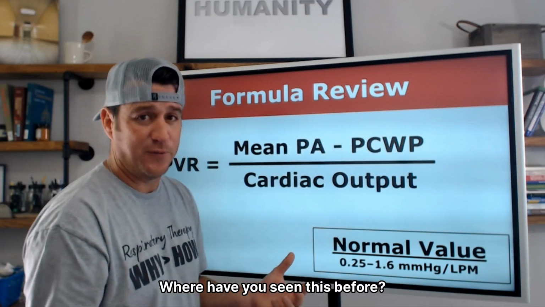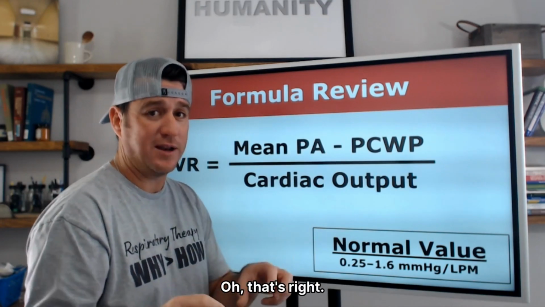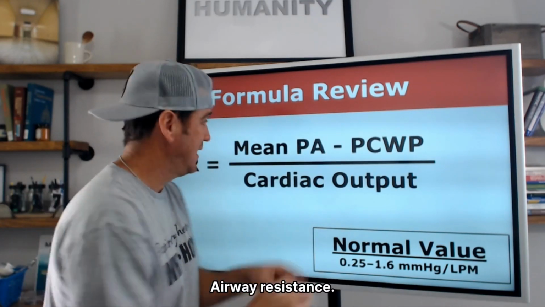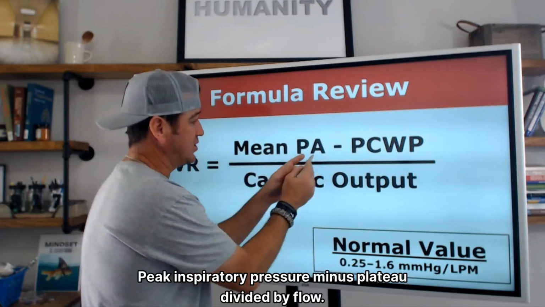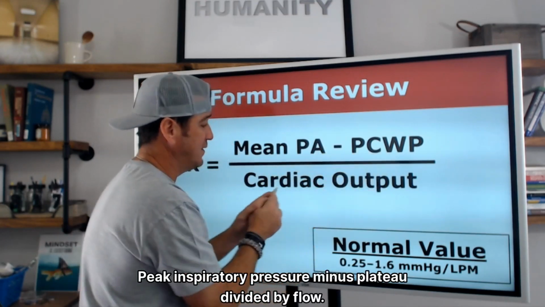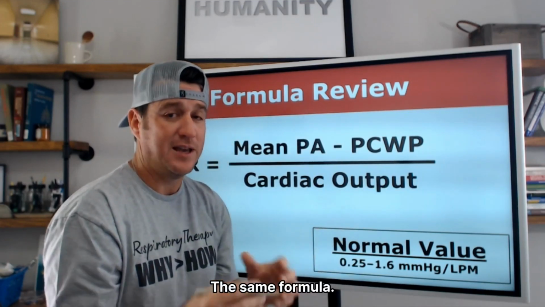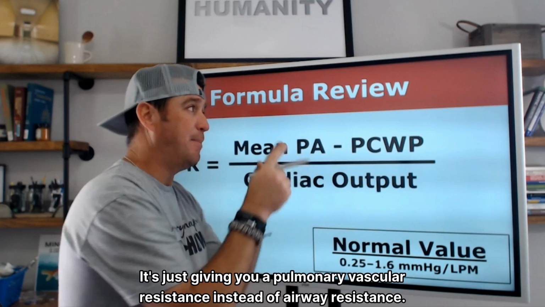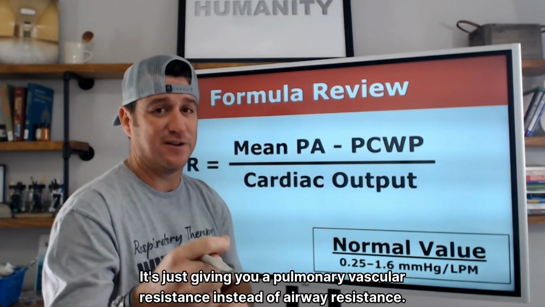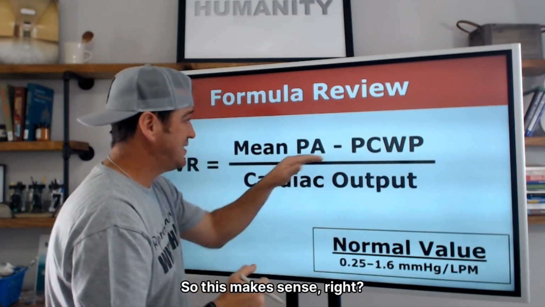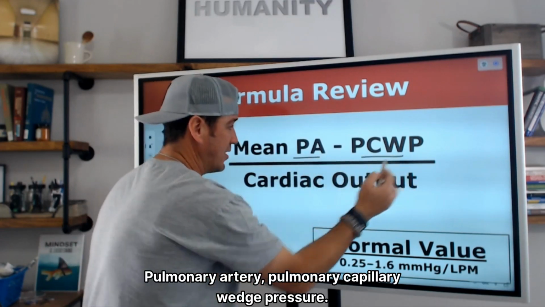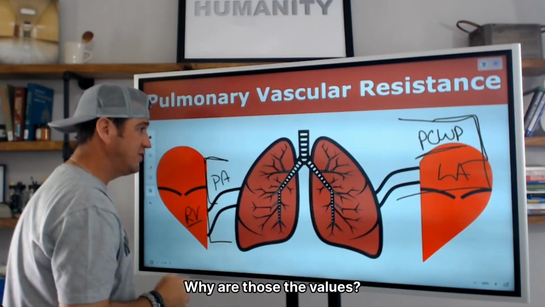Where have you seen this before? Oh, that's right. Airway resistance. Peak inspiratory pressure minus plateau divided by flow. The same formula, it's just giving you a pulmonary vascular resistance instead of airway resistance. So this makes sense, right? Pulmonary artery, pulmonary capillary wedge pressure. Why are those the values?